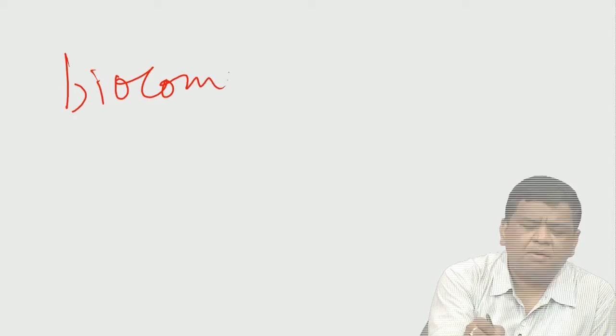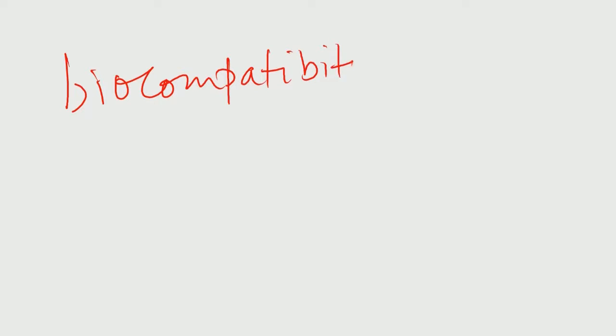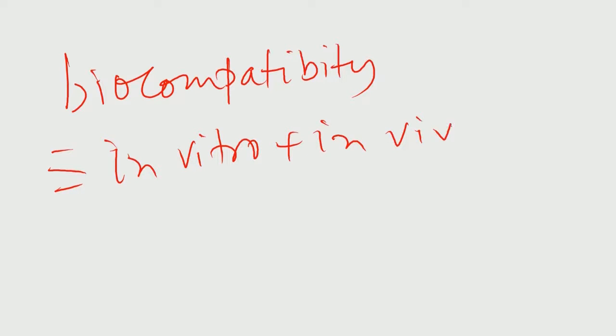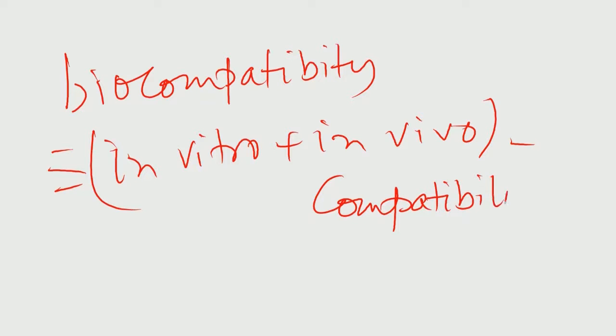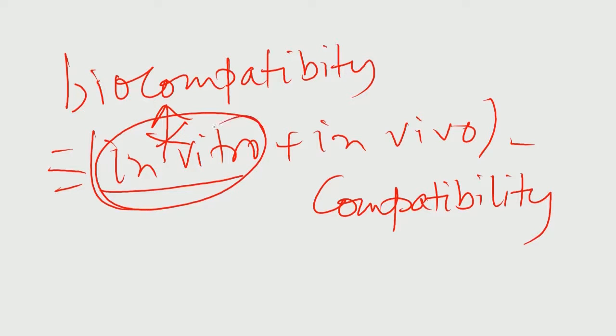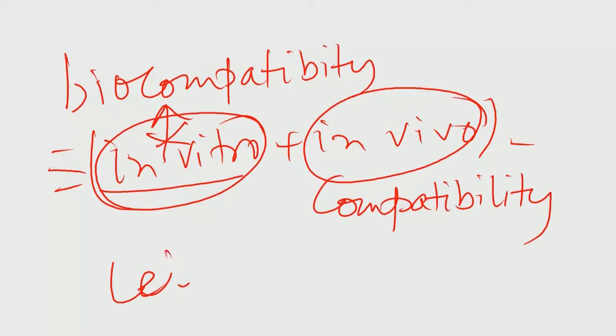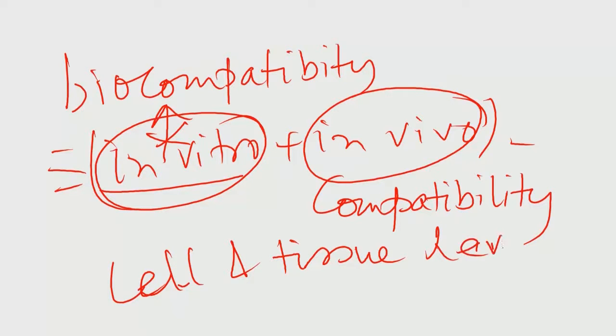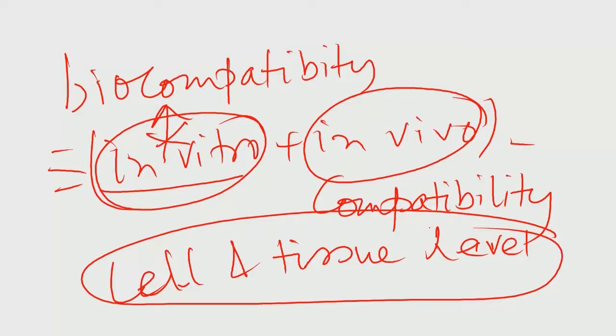Biocompatibility can now be defined as compatibility at both the in vitro and in vivo level. So, only by checking in vitro cell functionality, one cannot claim that it is a biocompatible material. Once both in vitro and in vivo testing is over and it shows appreciable compatibility at both cell and tissue level, then only one can state that this material is indeed biocompatible.